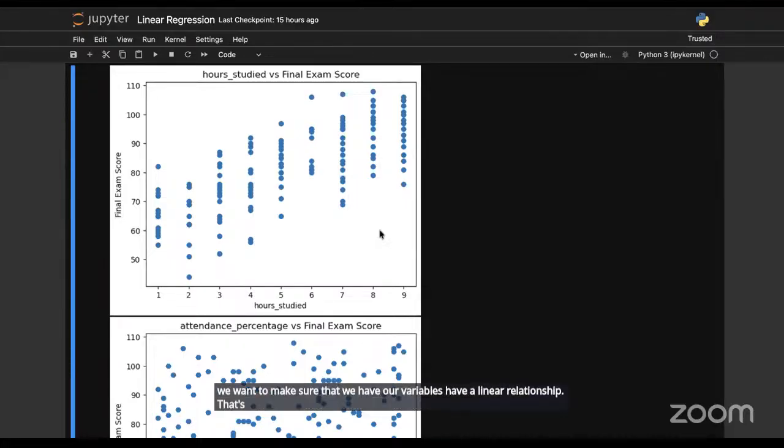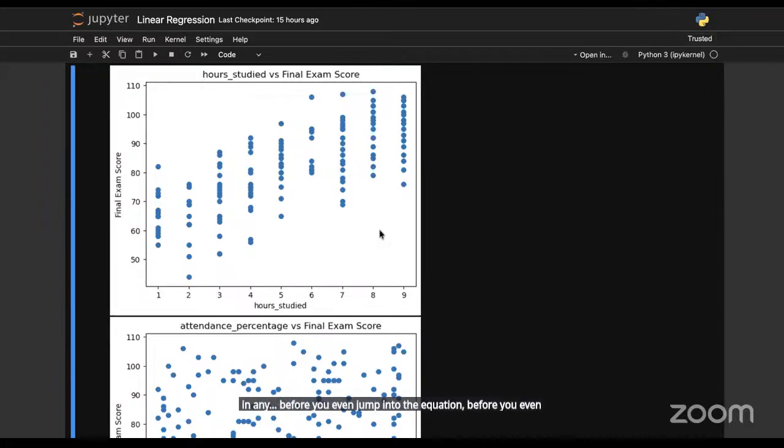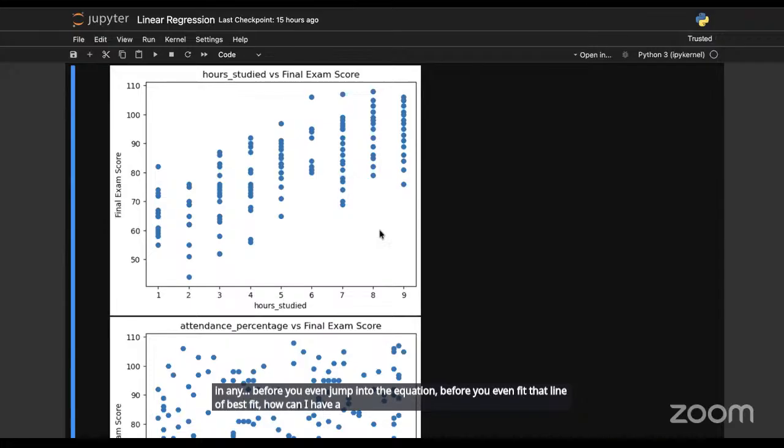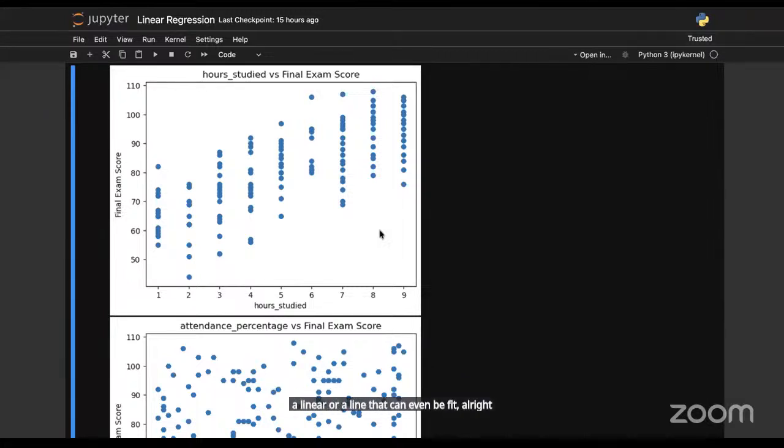That's the first part before you even jump into the equation, before you even fit that line of best fit. How can I have a line of best fit if I don't even understand whether there is a line that can even be fit? All right. So first things first, scatter plot.